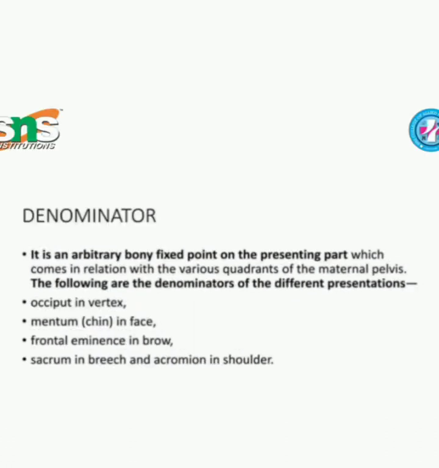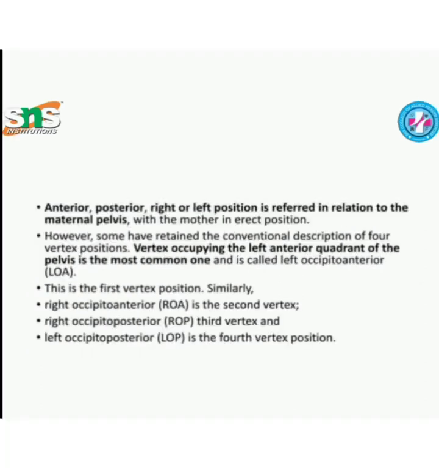Denominator. It is an arbitrary bony fixed point on the presenting part which comes in relation with the various quadrants of the maternal pelvis. The following are the denominators of the different presentations: occiput in vertex, mentum in face, frontal eminence in brow, sacrum in breech, and acromion in shoulder.